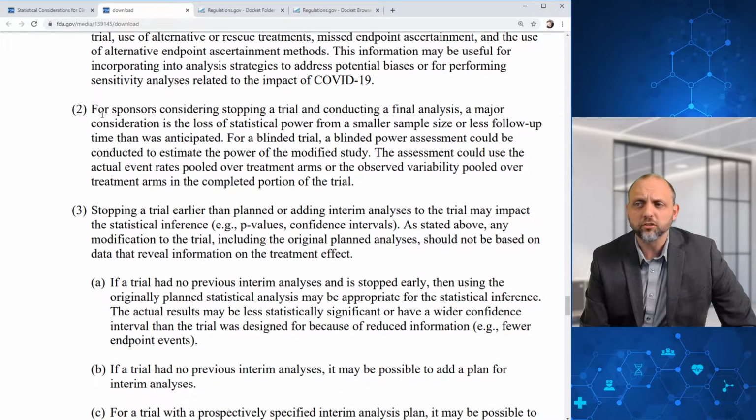And for sponsors considering stopping a trial and conducting a final analysis, a major consideration is the loss of statistical power from a smaller sample size or less follow-up time than was anticipated. For a blinded trial, a blinded power assessment could be conducted to estimate the power of the modified study. The assessment could use the actual event rates pooled over treatment arms or the observed variability pooled over treatment arms in the completed portion of the trial.